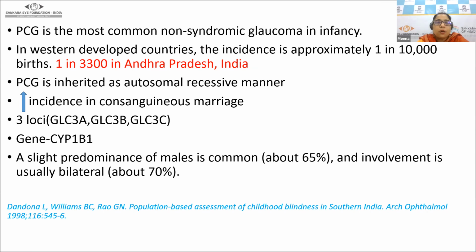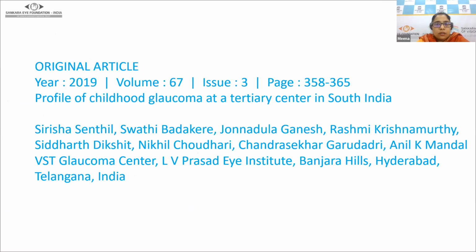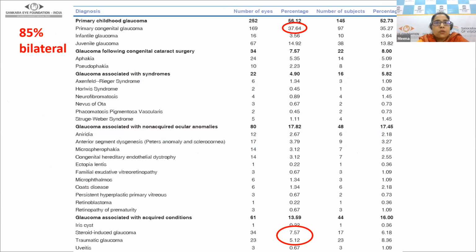A slight predominance is noticed among males, and the involvement is most of the time, almost 70%, bilateral. This was a study done in South India to analyze the profile of childhood glaucoma, and it was noted to have around 37% of primary congenital glaucoma, of which 85% was bilateral, and other conditions included were some of the acquired conditions, such as steroid-induced glaucoma and traumatic glaucoma.